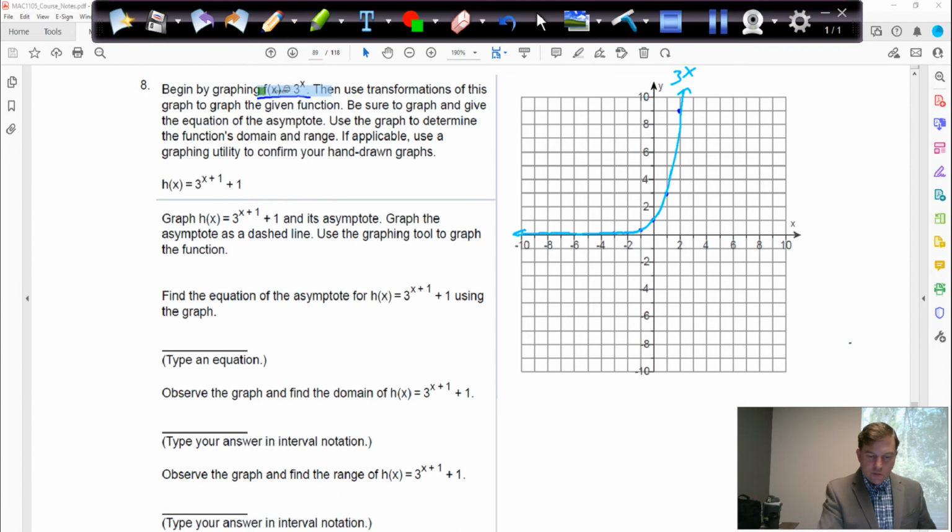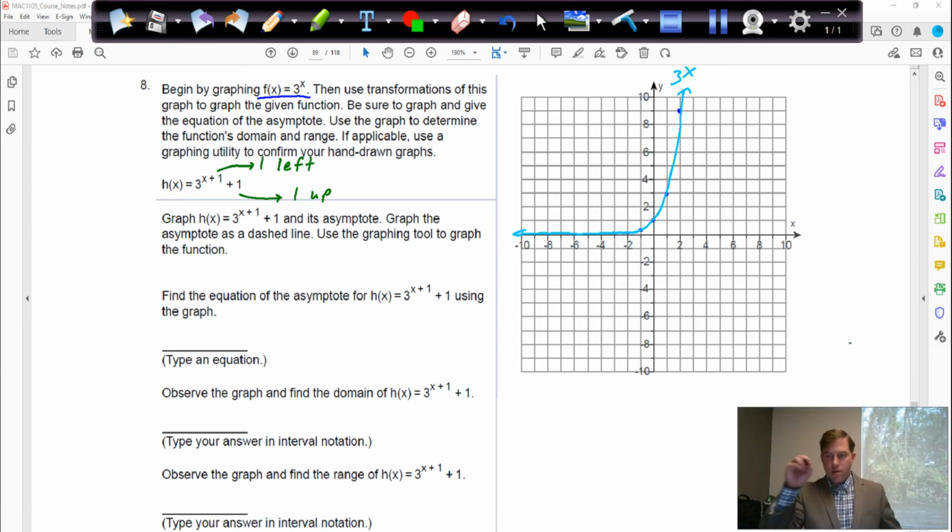Now we have two transformations. This says go 1 to the left, and this is 1 up. Sorry about that. 1 left, 1 up would be that transformation. What we do is just count from these dots. And it doesn't matter, I can go up and left, or left and up. I'll get to the same spot. So we would have 1 left, 1 up.